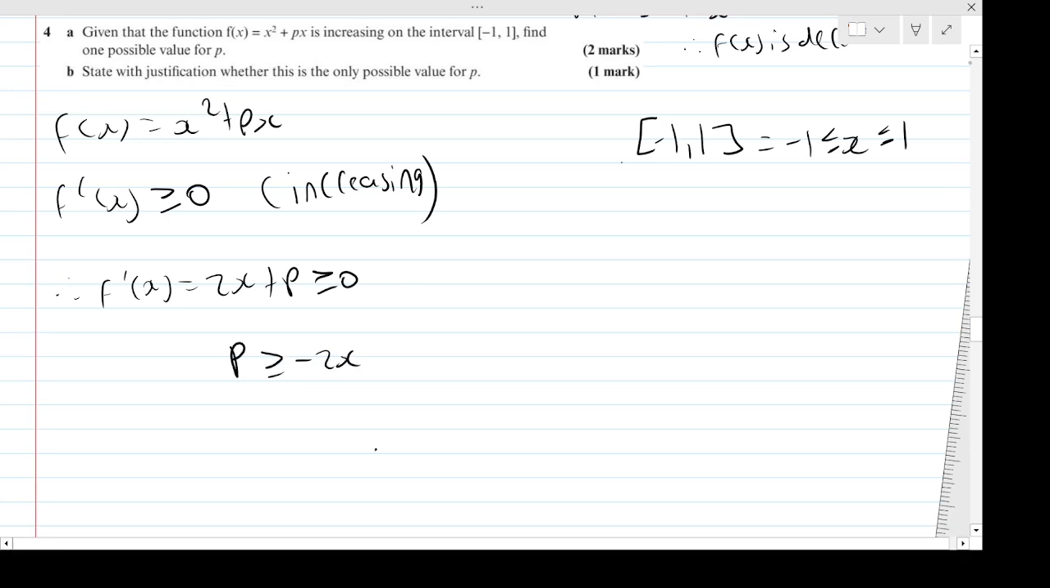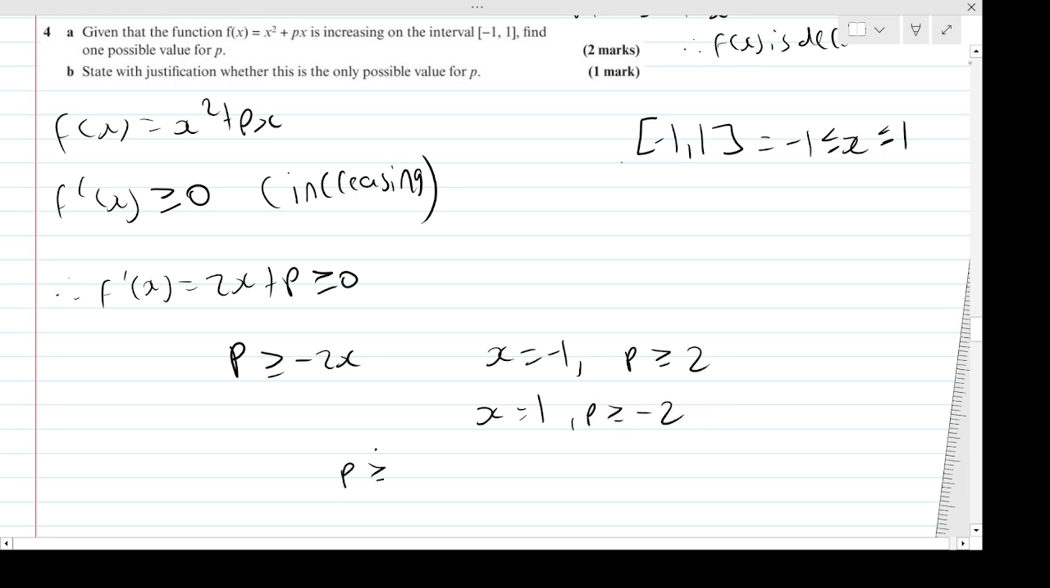Now, x is between minus 1 and 1. Let's see what happens when x is minus 1. Let's substitute that in. Then p is going to be greater than or equal to minus 2 times minus 1 for x. That would be plus 2. So p has to be greater than or equal to 2. What if x is then 1, at the other end? Then p would be greater than or equal to minus 2 times 1. That's minus 2. So these two things have to happen.